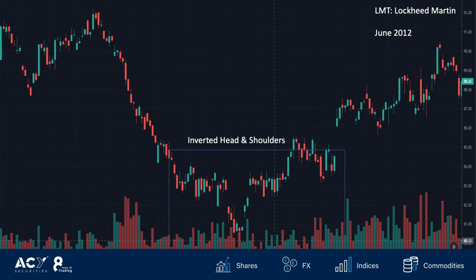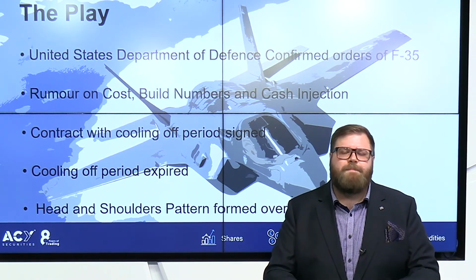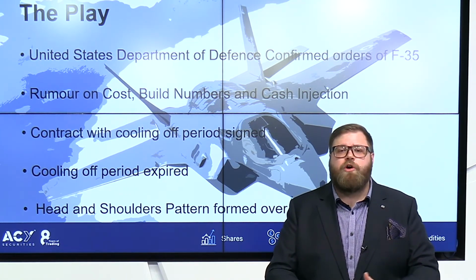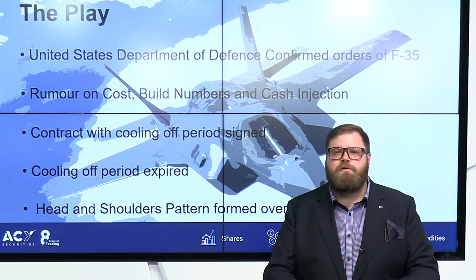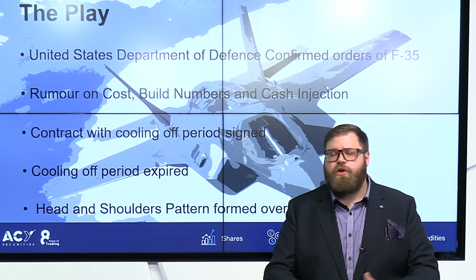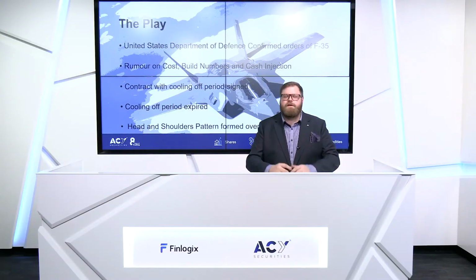From there, I moved on and watched it all play out. The first thing that happened was the United States Defense Department confirmed orders of the F-35 jet after the rumor of them getting positive testing results at the initial onset of my trade. From there, we had a rumor on what the cost might be, the build numbers, and the potential for a cash injection to Lockheed Martin of very big numbers. From there, we saw a contract get signed, and we had a cooling off period. Whilst the cooling off period is in effect, they could pull out at any moment, but we're all a little bit more confident that they're likely not going to do that. Once that cooling off period expires, we then consider our position much heavier and we go, yes, let's work with that. The head and shoulders pattern is formed, we've entered our position, and we're happy to move ahead with the idea that this is a successful trade in the works.